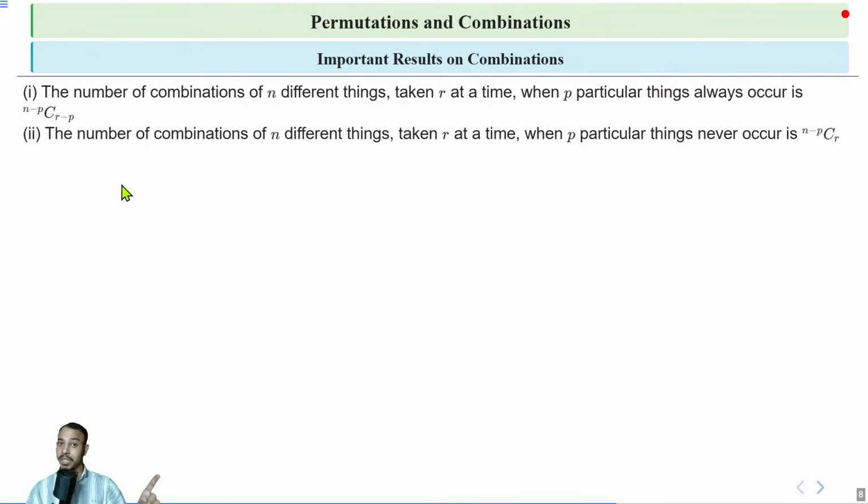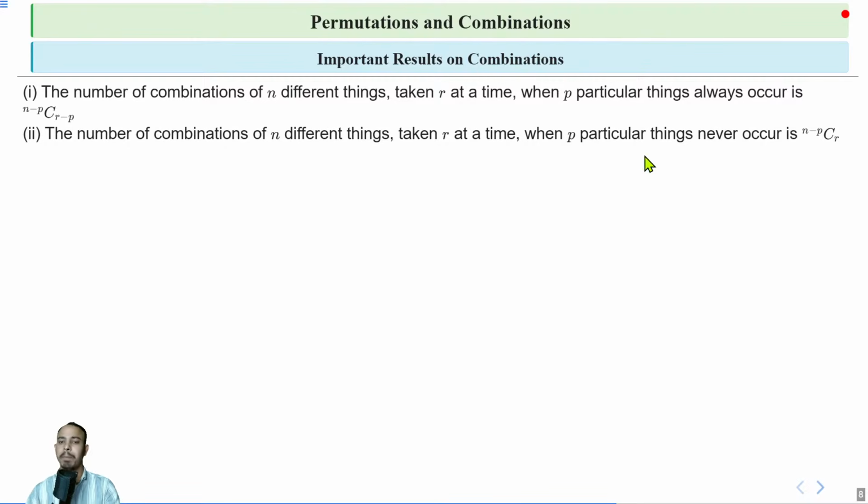Then see the second property, second result on combination. Here we have n different things taken r at a time when p particular things never occur. That means we are not taking p particular things. So p particular things are forbidden, and you have to find the number of combinations.